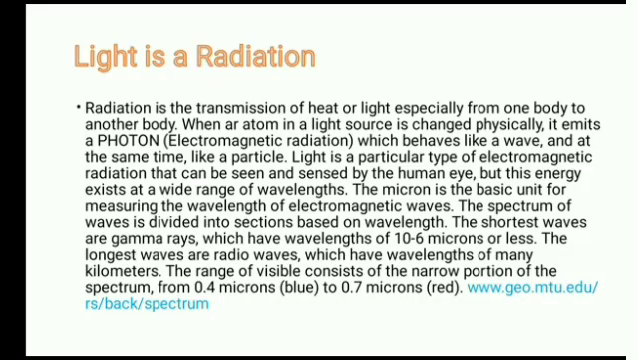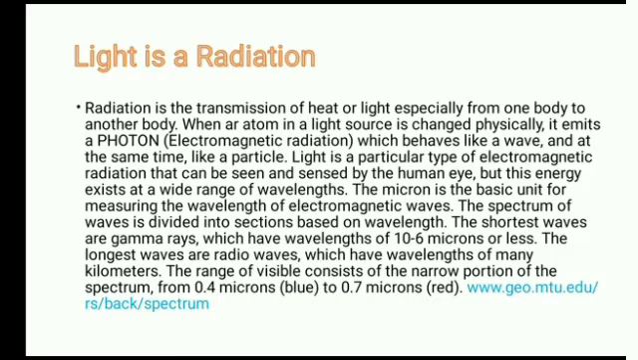Light is a particular type of electromagnetic radiation that can be seen and sensed by the human eye, but this energy exists at a wide range of wavelengths. The micron is the basic unit for measuring the wavelength of electromagnetic waves. The spectrum of waves is divided into sections based on wavelength.